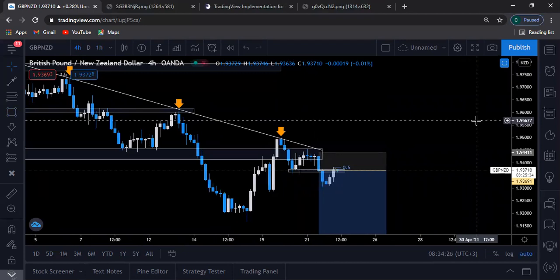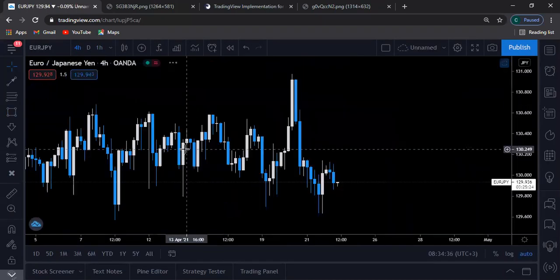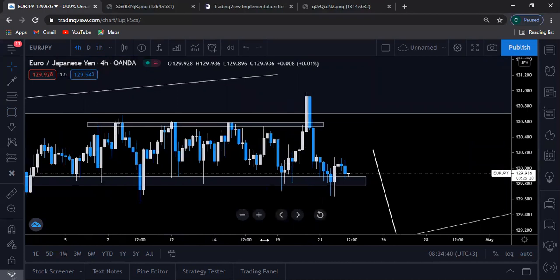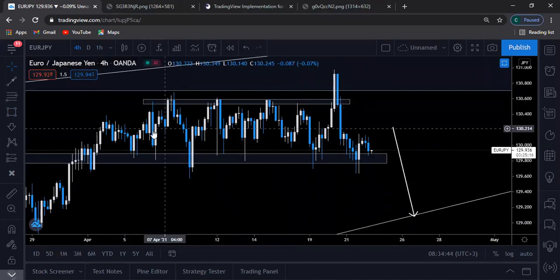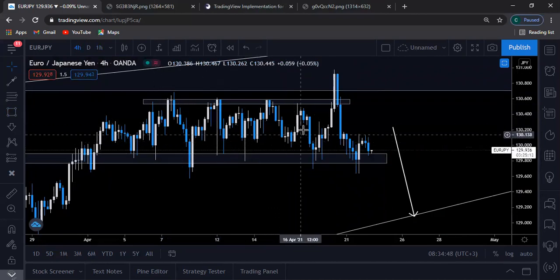Okay, now another potential setup that I'd like you to see is on EURJPY. Now, with this pair, I'm actually bearish biased. I have been for a couple of weeks. It has been consolidating through this. As you can see, it's been sideways consolidating, not giving us potential setups.